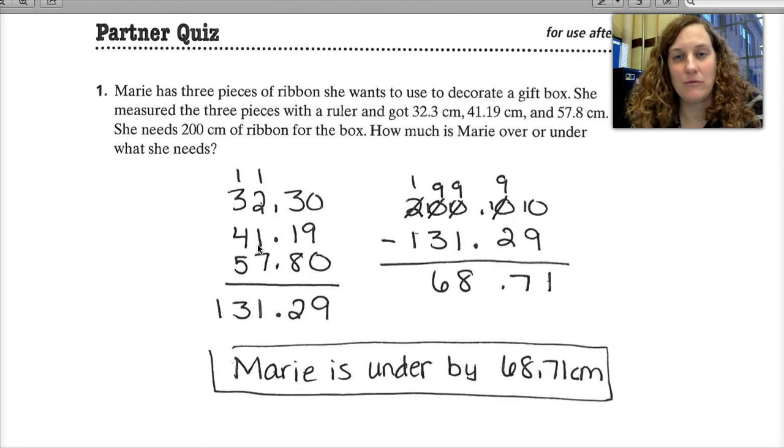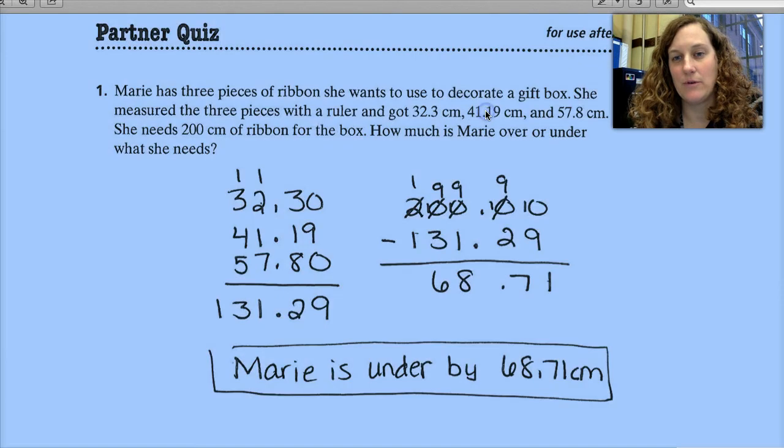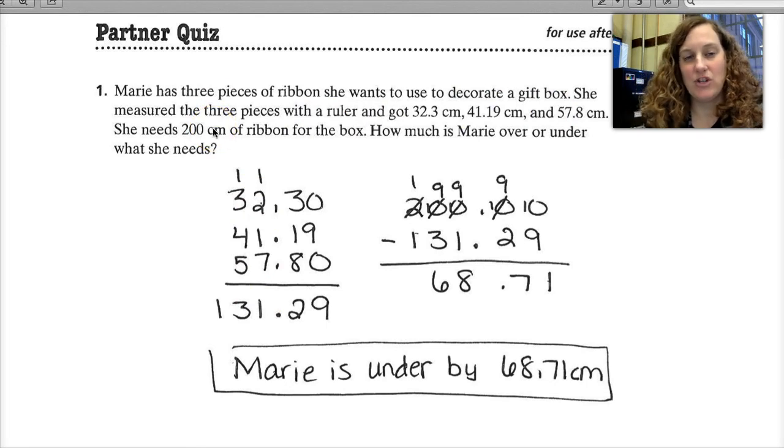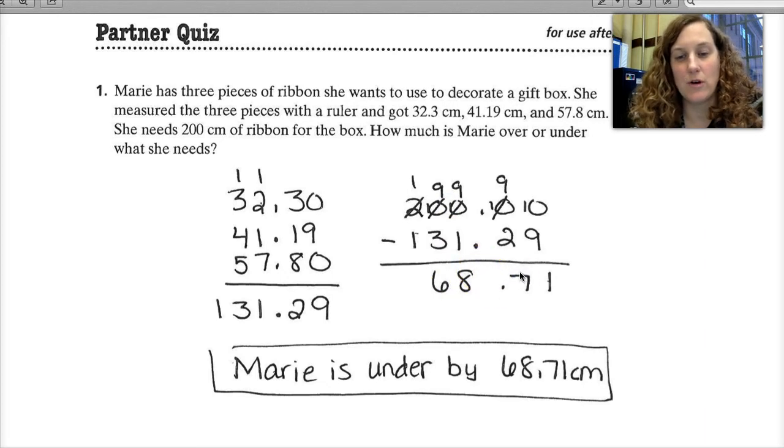Marie has 3 pieces of ribbon, so the big things that I would underline here are the 32 and 3/10, the 41 and 1900ths, and the 57 and 8/10. We add those all up together. That gives us the 131 and 2900ths. She has 200 centimeters of ribbon, so how much is she over or under? Well, our number is under 200, so we're going to subtract 200 minus 131 and 2900ths, and that gives us the 68 and 7100ths. So she is short or under by 68 and 7100ths.